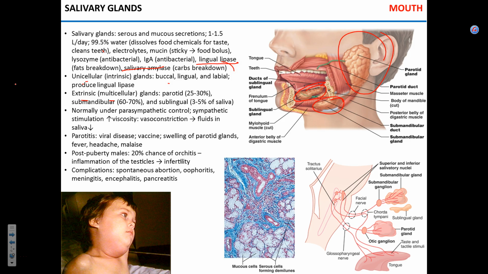Okay? Saliva contains mucin. Mucin is the protein that is a major component of mucus. It's sticky protein. Okay? So it makes the pieces of food, the crumbles, stick together, forming a bolus, right? It contains lysozyme, an antibacterial protein. It contains antibodies, secretory antibodies. Lysozyme and secretory antibodies protect against infections. Okay? Since saliva contains a lot of water, it cleans your teeth.